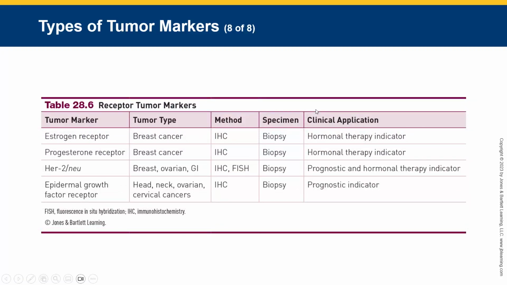Receptor tumor markers. So the estrogen receptor in breast cancer, that's a hormonal therapy indicator. So if it's present, then hormonal therapy may or may not be a good idea. Progesterone receptor, again, another receptor for breast cancer. HER2/neu, breast, ovarian, and GI cancer. It's a prognostic and hormonal therapy indicator. Epidermal growth factor receptor, head, neck, ovarian, and cervical cancers, prognostic indicator.